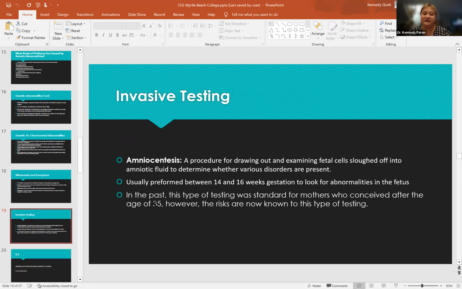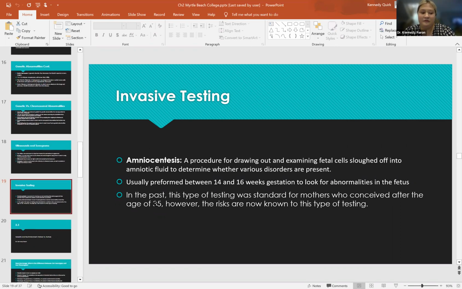So there's also invasive testing. There's what's called an amniocentesis, and this is the process of drawing out fetal cells from the amniotic fluid to determine whether there are disorders present in the fetus. This is usually performed between 14 and 16 weeks of gestation. And in the past, this type of testing could be standard if the mother is above 35 years of age to predict the amount of risk that the mother or fetus would have.